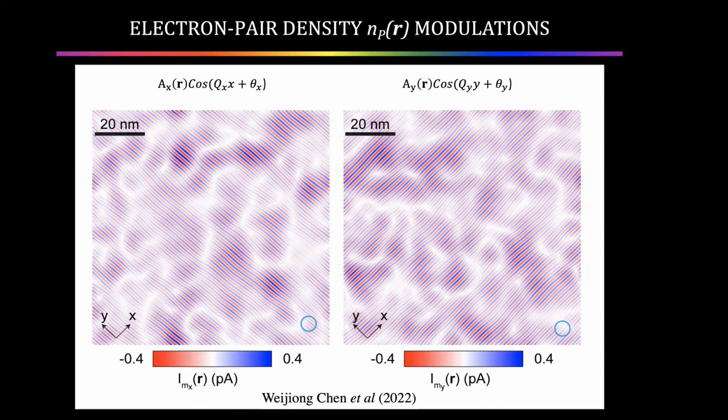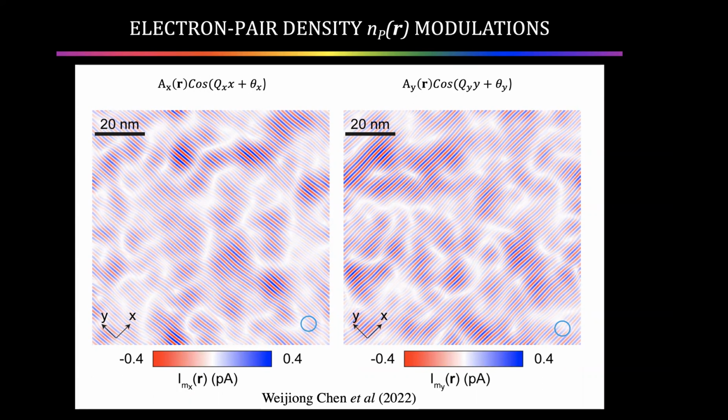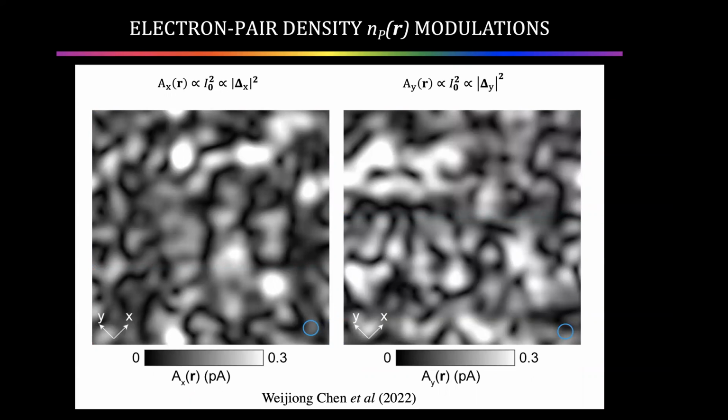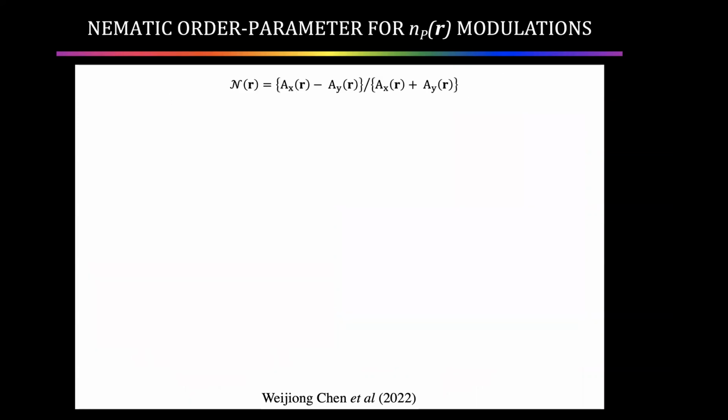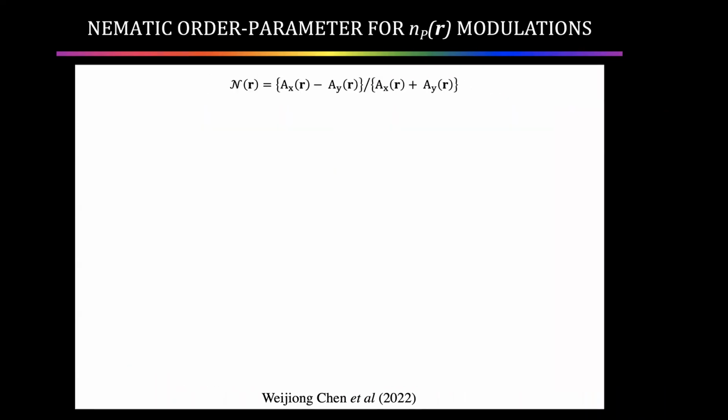So we just consider the amplitude of these two order parameters. It looks like this. You can see that calculation worked fine. And now you can define a nematic order parameter. You could subtract the amplitude in one direction minus the amplitude in the other direction and divide by the sum. So that would define a nematic order parameter for these modulations. Here it is, AX minus AY.